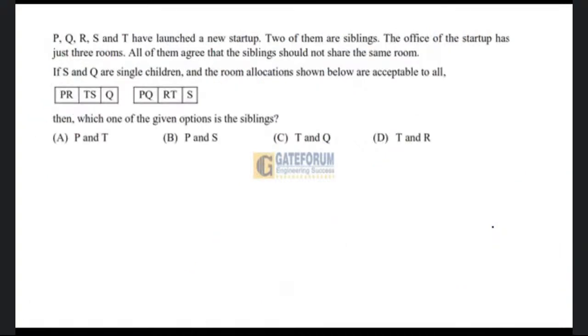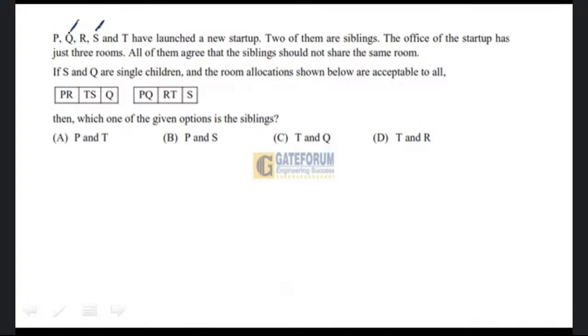Let's go on to the second question. P, Q, R, S and T have launched a new startup. Two of them are siblings. The office of the startup has just 3 rooms. All of them agree that the siblings should not share the same room. If S and Q are single children, so they do not have any siblings, the room allocations shown below are acceptable to all. Then which of the given options is the siblings?